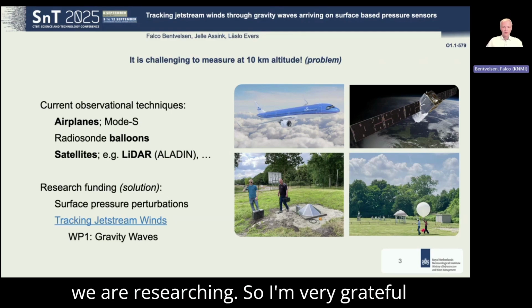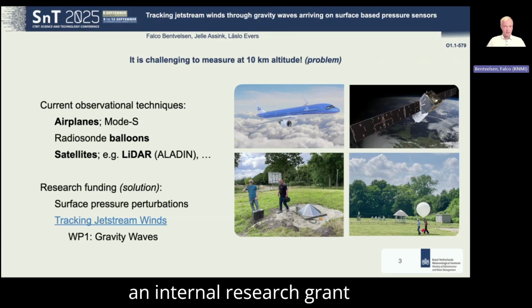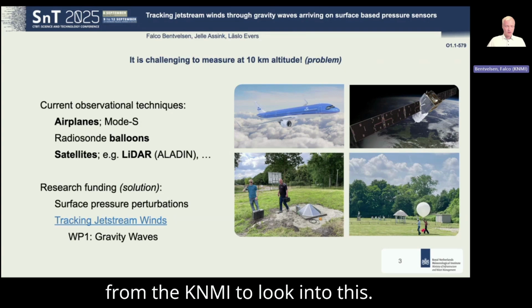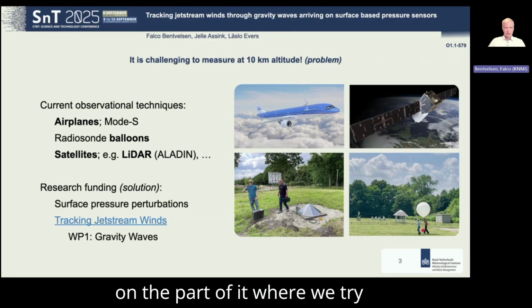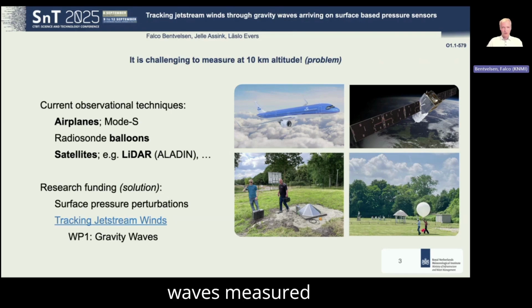So I'm very grateful that I got an internal research grant from the Ch2 to look into this. And today I will be presenting on the part of it where we try to, through gravity waves measured at microbarometer arrays.